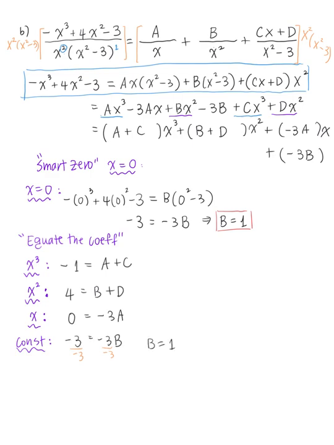Okay, so now let's go with a then. Okay, so if I look at this, if I divide by negative 3 on both sides, then a is going to become 0.